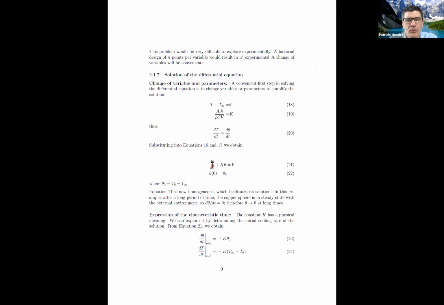Among other things, you know what is cool about this equation 21? It became homogeneous. That is even simpler than the non-homogeneous. So now you cannot possibly have a simpler differential equation than this. It's linear, it's ordinary, and it's homogeneous, right? Here is the one boundary condition that says theta, so T minus T infinity at time 0 is theta 0, which obviously is T0 minus T infinity.